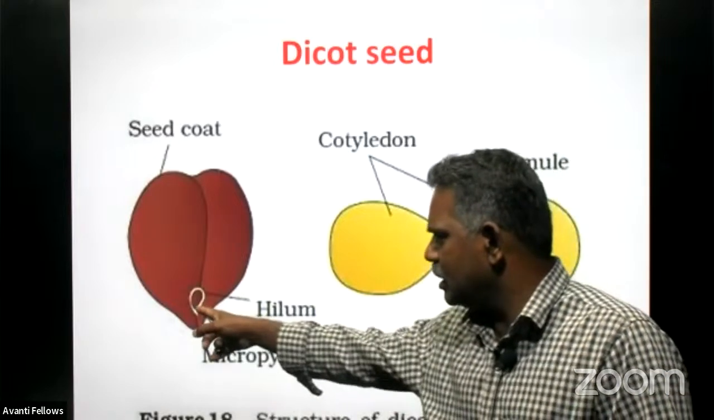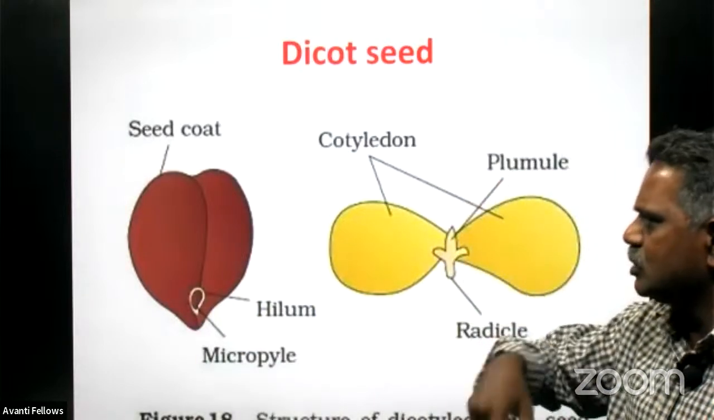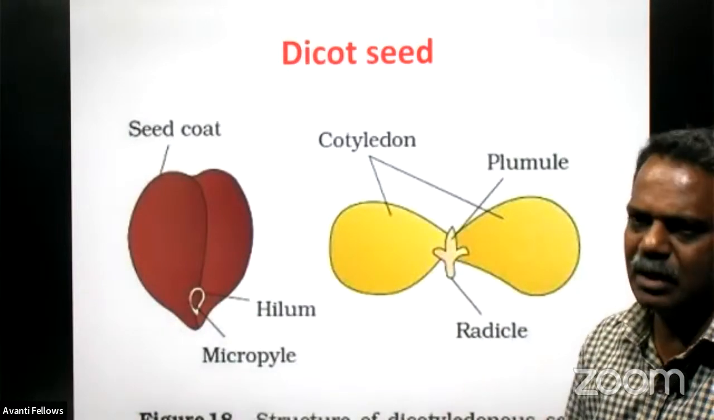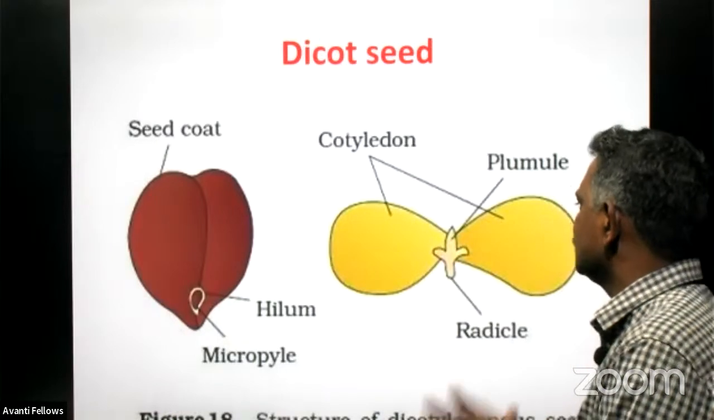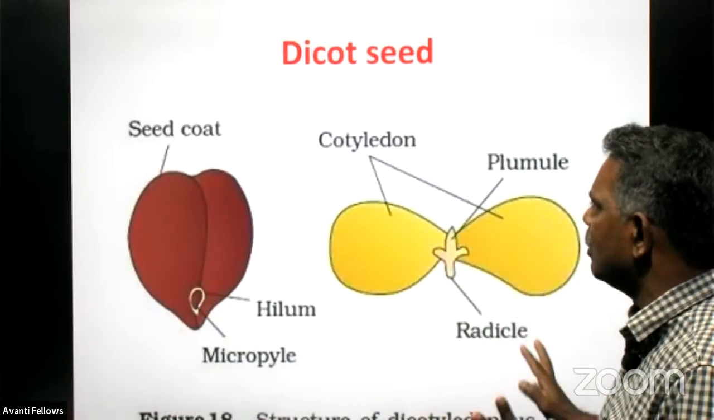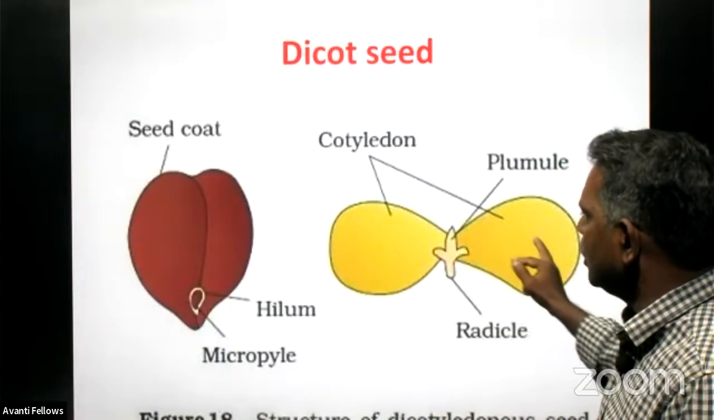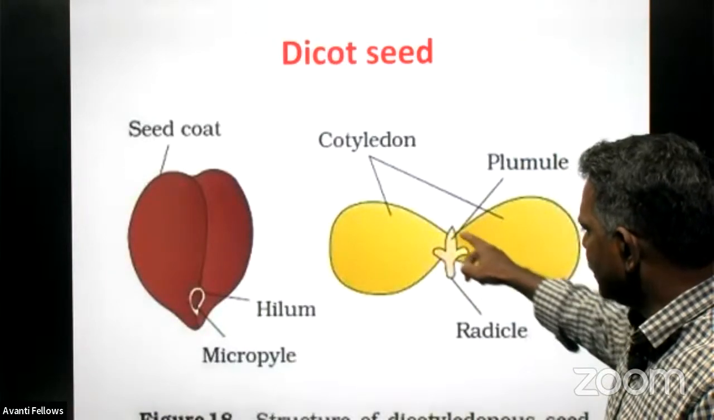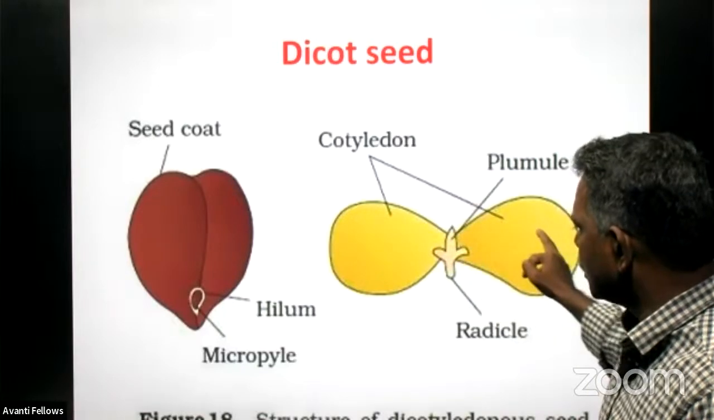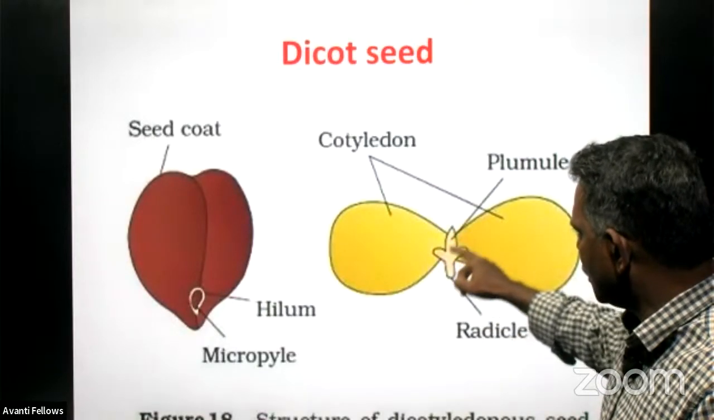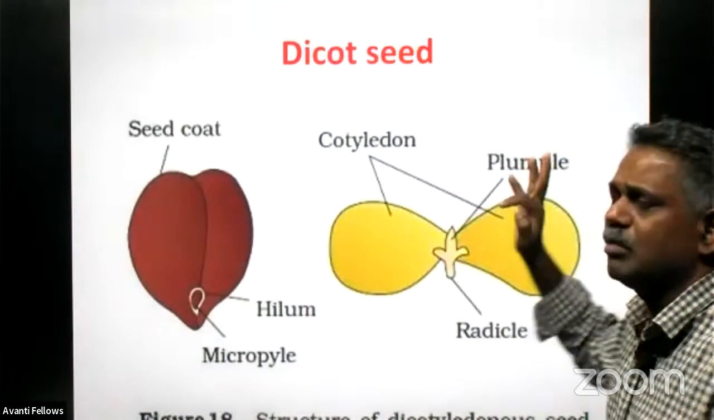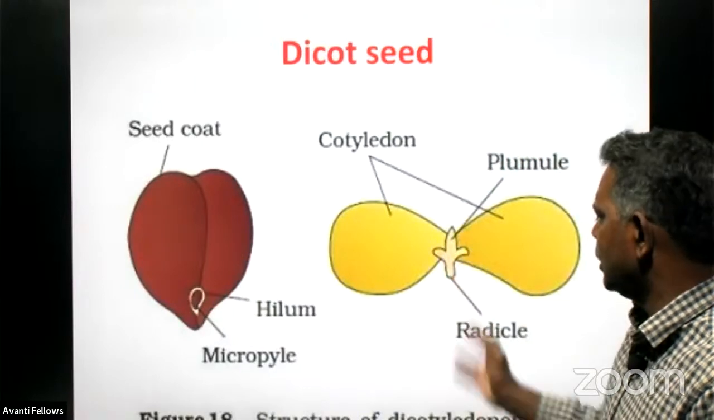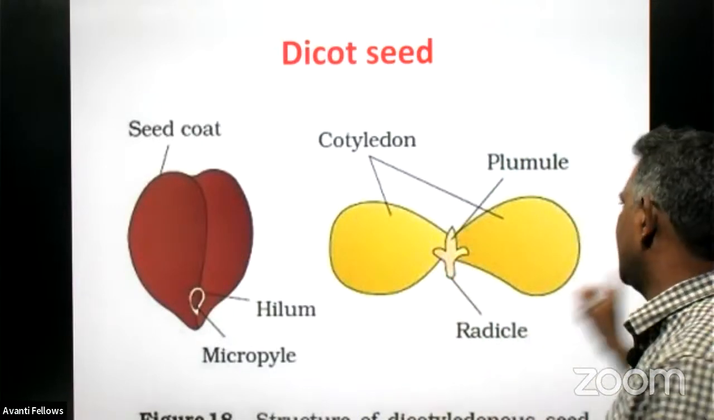And the micropyle is here. It is a small opening, and through this opening exchange of material takes place between the inside and outside of this seed. This is the structure of the dicot seed, and this is the embryo. In the embryo, we can find two cotyledons in a dicot plant, and there is an embryonal axis at the center. This embryo gets nutrients from both cotyledons. One part of the embryonal axis is the plumule, which develops into the shoot system of the future plant, and the other is the radicle, which develops into the root system of the plant, right?